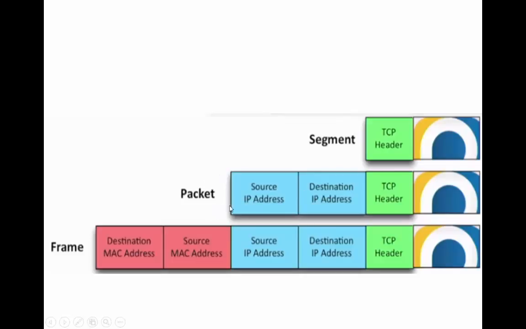Segment. Then it becomes a packet. Packet always has a source IP address. So the packet has information. It has the data, then the header, which has information of where it's going to and where it's coming from: destination IP address and source IP address. Then the frame has destination MAC address and source MAC address.